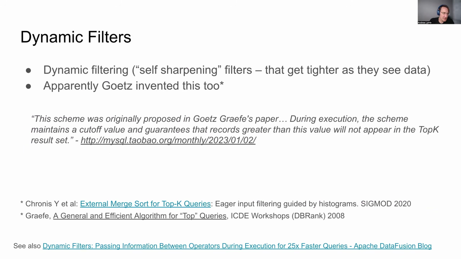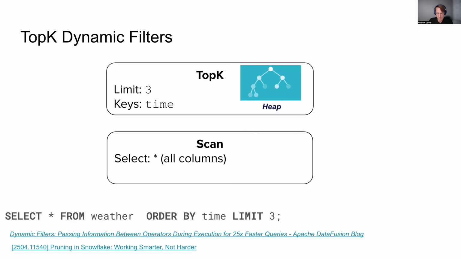And the final thing I want to talk about is dynamic filtering, which is actually kind of cool. It's a neat thing we've been working on in DataFusion, but it's not something that we invented in DataFusion. It has a long history. Apparently, Goetz invented it. There was a paper in VLDB that cites some of Goetz's early work, but basically the same idea of this sort of self-sharpening query. There are several interesting papers about this, but it's basically high level.